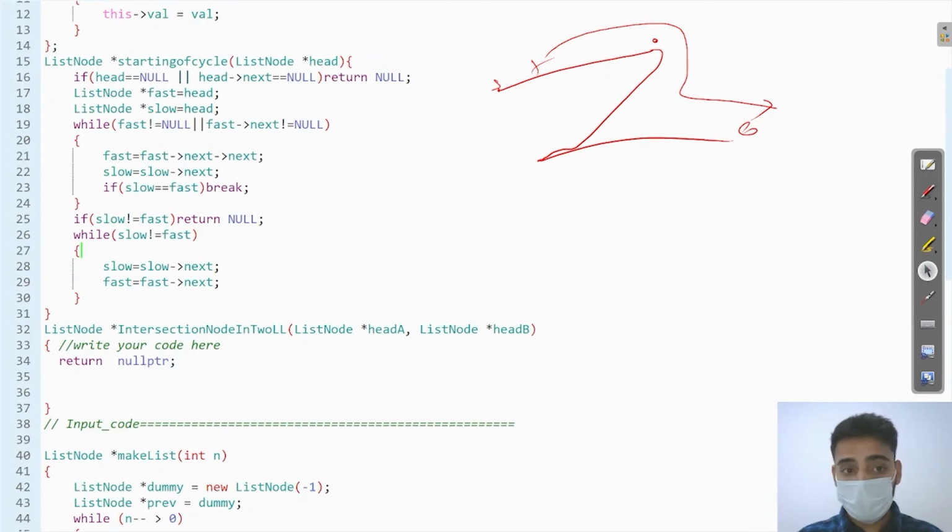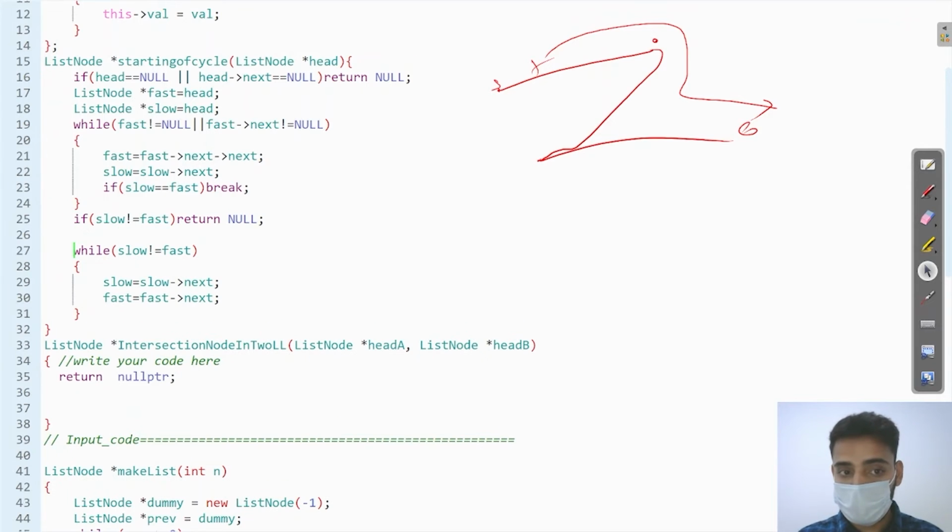And before that, we have to make a change here. We have to send the slow at the starting point. Don't forget that. Slow equals head. Okay, this is done. Now let's move forward.